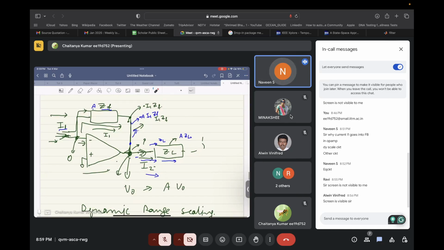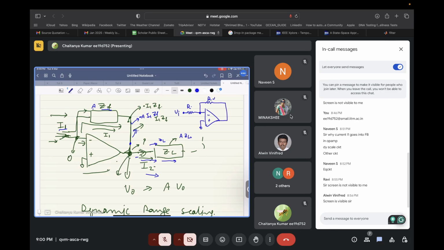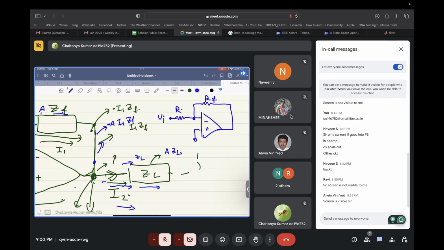Now you are telling I1 will flow through ZF. What is the output current? There is no output current. There is this current I1 that goes through this particular ZF. Okay, I will explain it through the inverting amplifier only, if you want. So let's say this is R, this is V, and this is RF.